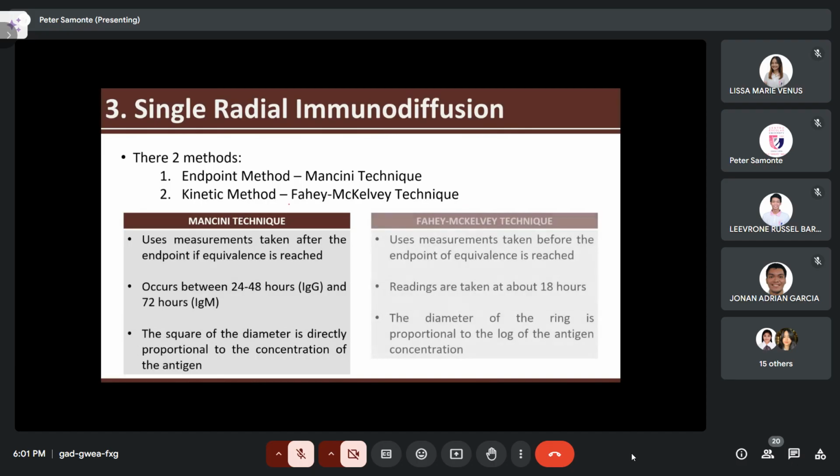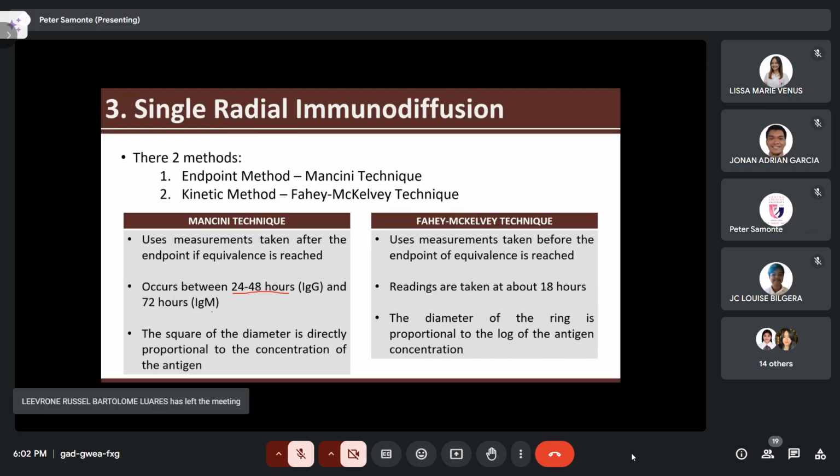Now there are two methods for single radial immunodiffusion, class. We have your endpoint method known as the Mancini technique, and we have your kinetic method known as the Fahey-McKelvey technique. So to differentiate them, class, yung Mancini technique nyo, please take note, would use measurements taken after the endpoint of equivalence is reached. So yung Mancini, you would only measure the ring precipitin after the endpoint of equivalence is reached. This would occur, class, between 24 to 48 hours if you're going to use an IgG antibody, and 72 hours if you're going to use an IgM antibody.